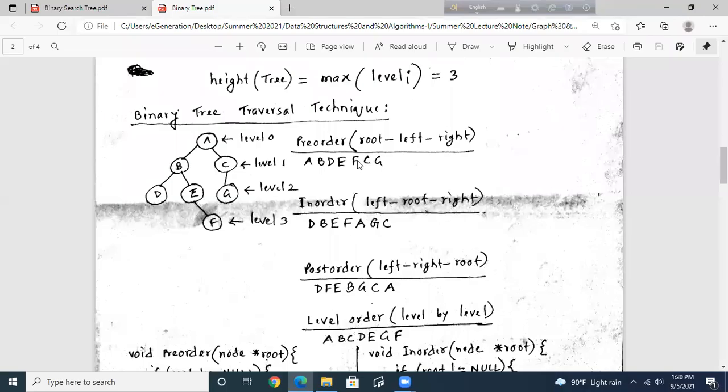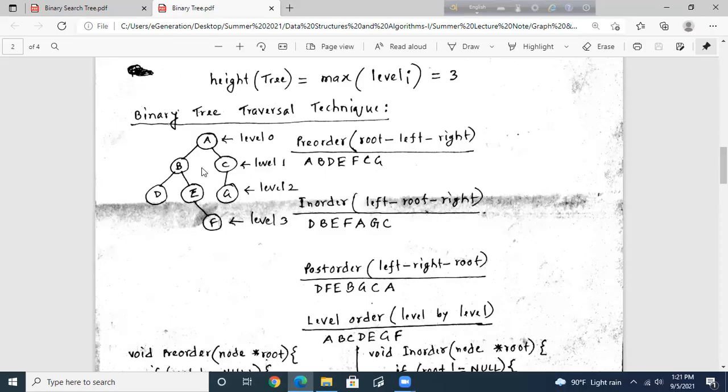Now, dear student, A is complete, left of A is complete. Then I have to complete the right of A. Since I have to complete the right of A, now I will go to the right of A.